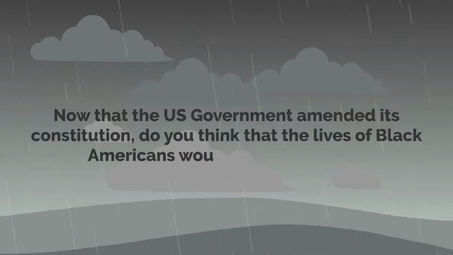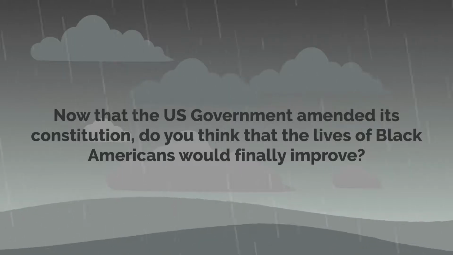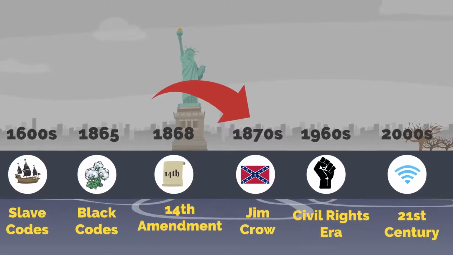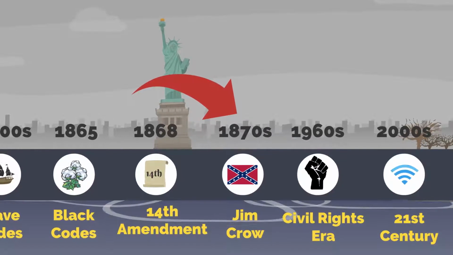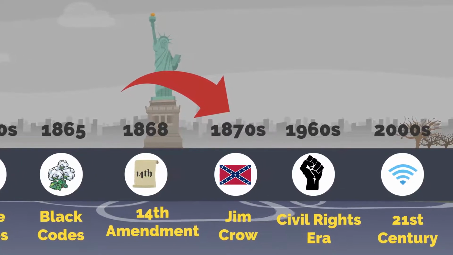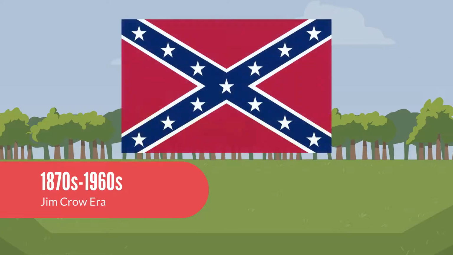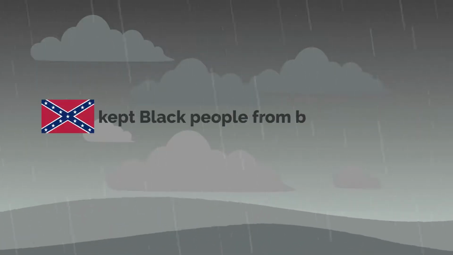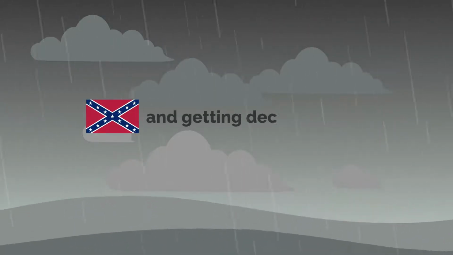Now that the U.S. government amended its Constitution, do you think the lives of Black Americans would finally improve? Not really. Immediately after the 14th Amendment was made federal law, states created their own laws that went against the purpose of the 14th Amendment. These laws were commonly known as Jim Crow. Jim Crow laws were similar to the slave codes and black codes in many ways. Jim Crow laws prohibited Blacks from voting. They kept Black people from buying property, going to schools of their choice, and getting decent jobs.